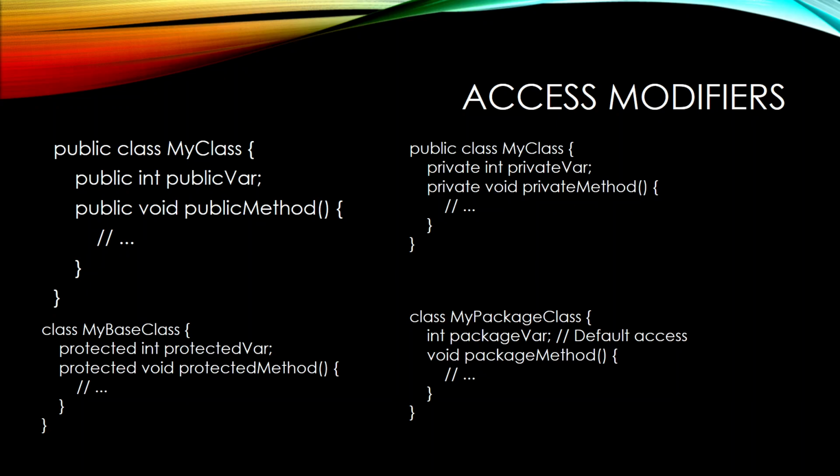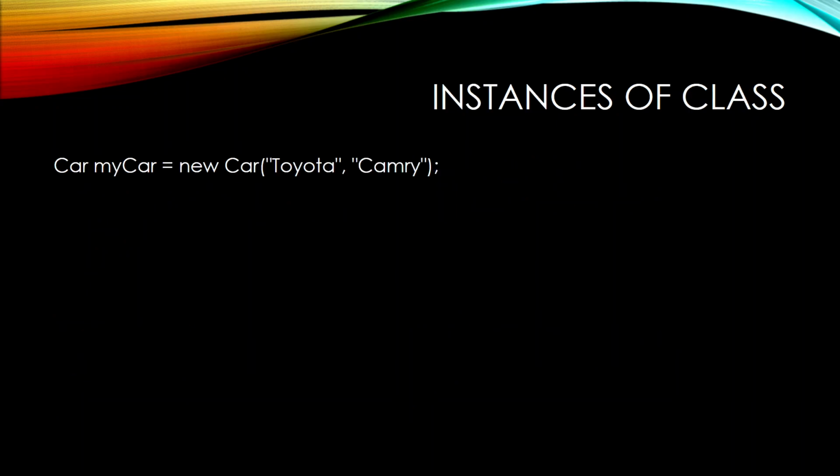Default or package private. Members with no access modifier, or default, are accessible only within the same package. They are not accessible from classes outside the package, even if they are subclasses. Instances of classes. Objects are instances of classes. When you create an object, you are creating a specific, tangible instance of that class with its own set of attribute values.